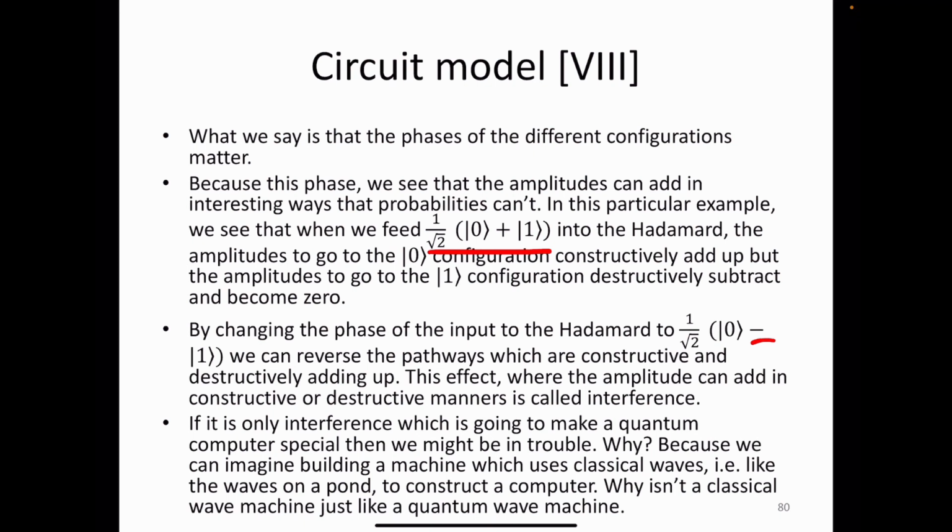There's not only interference, which is going to make a quantum computer special, because we can imagine building a machine which uses classical waves, like the waves on a pond, which also interfere, to construct a computer. So in theory, this is possible, but it's not just a classical wave machine.